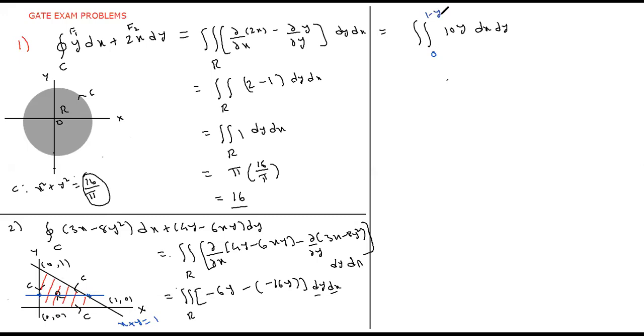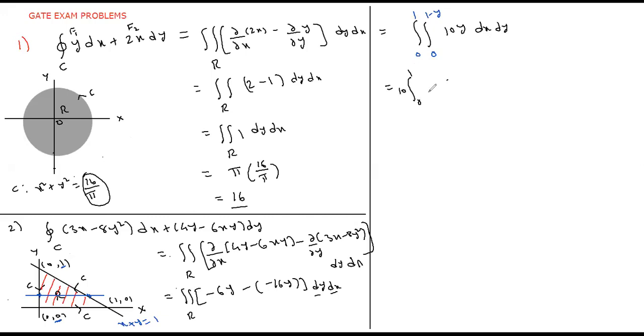1 minus y. 1 minus 1. And what are the minimum and maximum values of y? Minimum value of y is 0. Maximum value of y is 1. So y varies from 0 to 1. Is that okay? So when I integrate this, you will get it as 0 to 1.